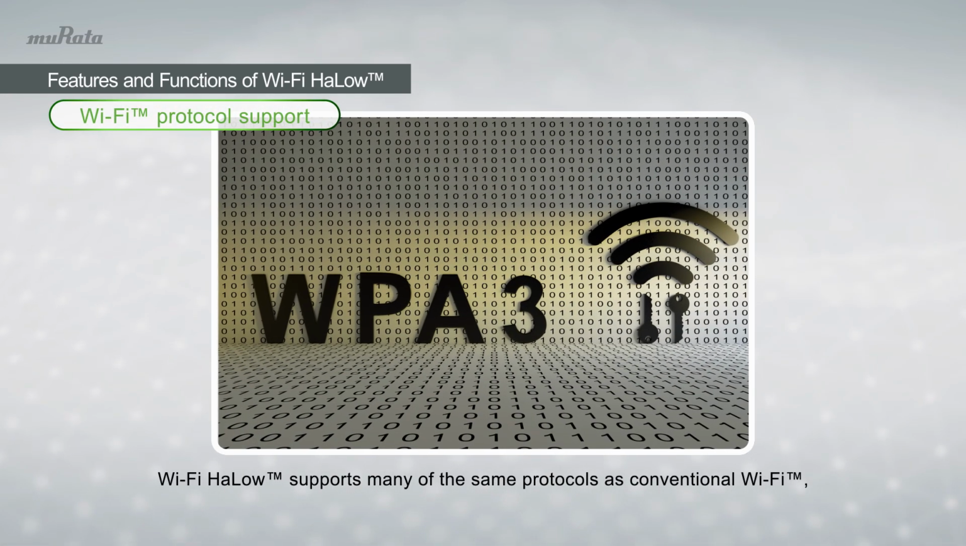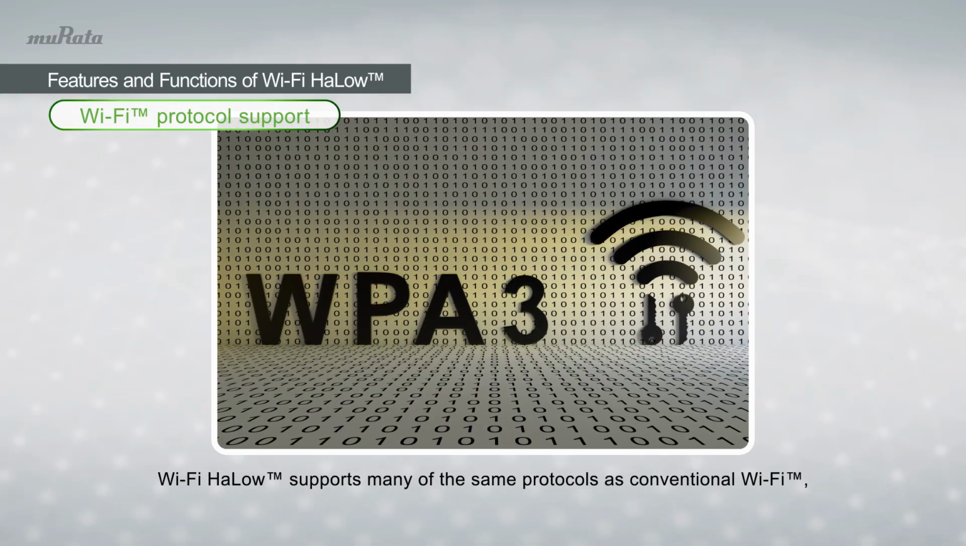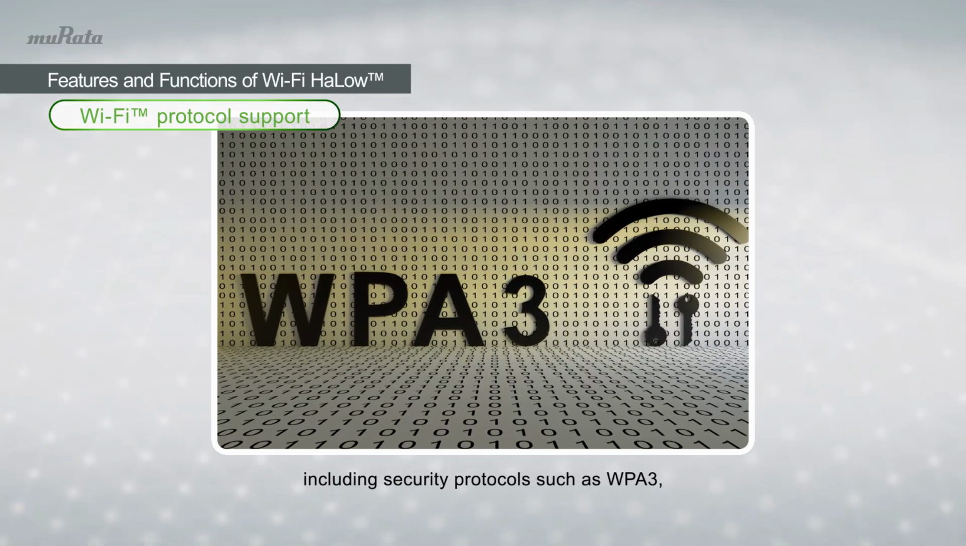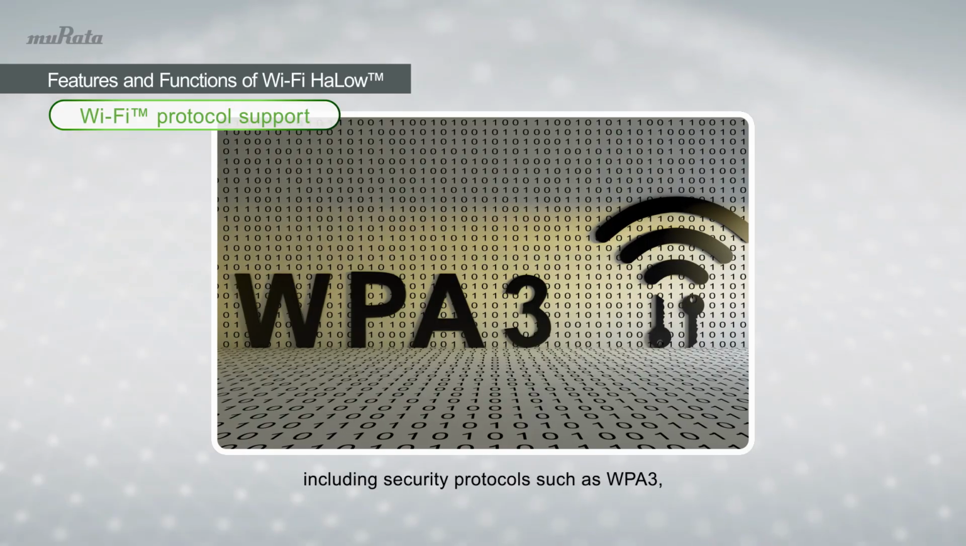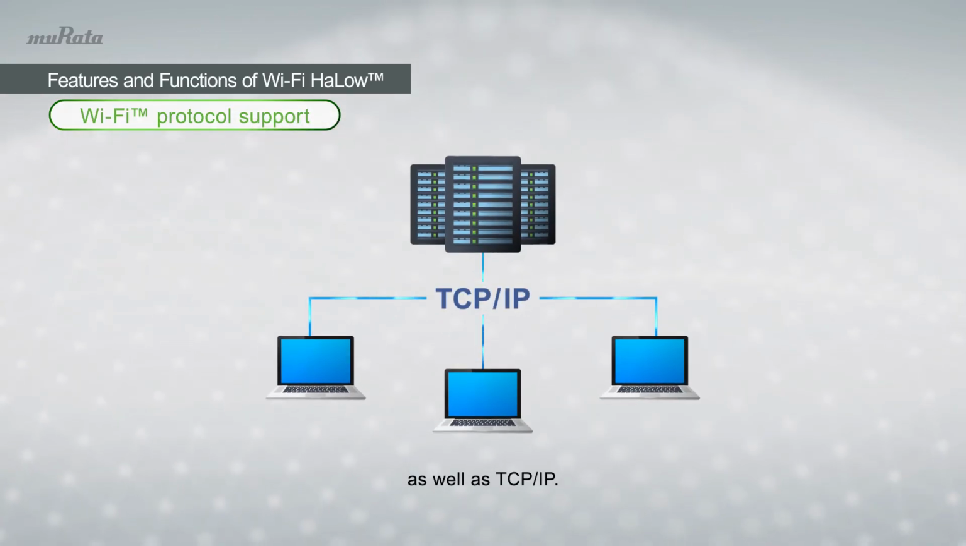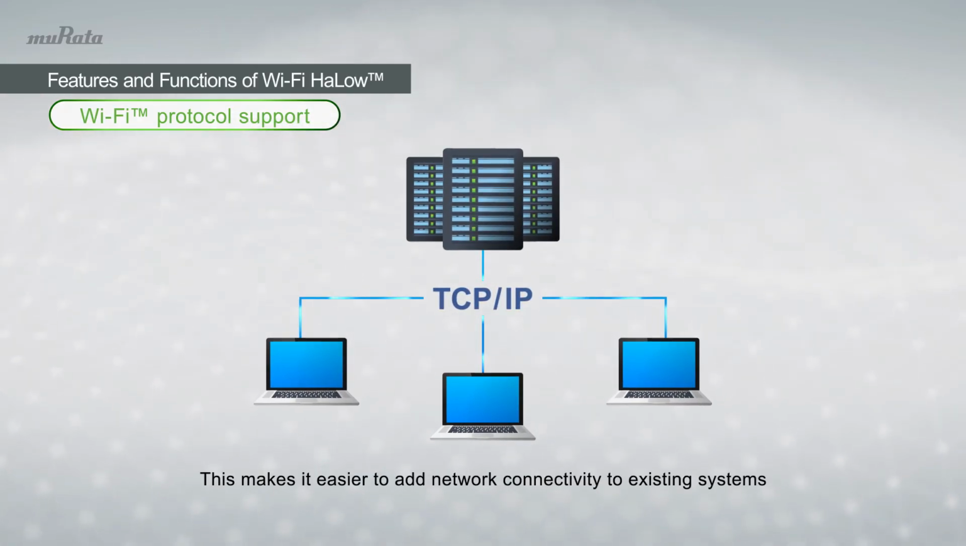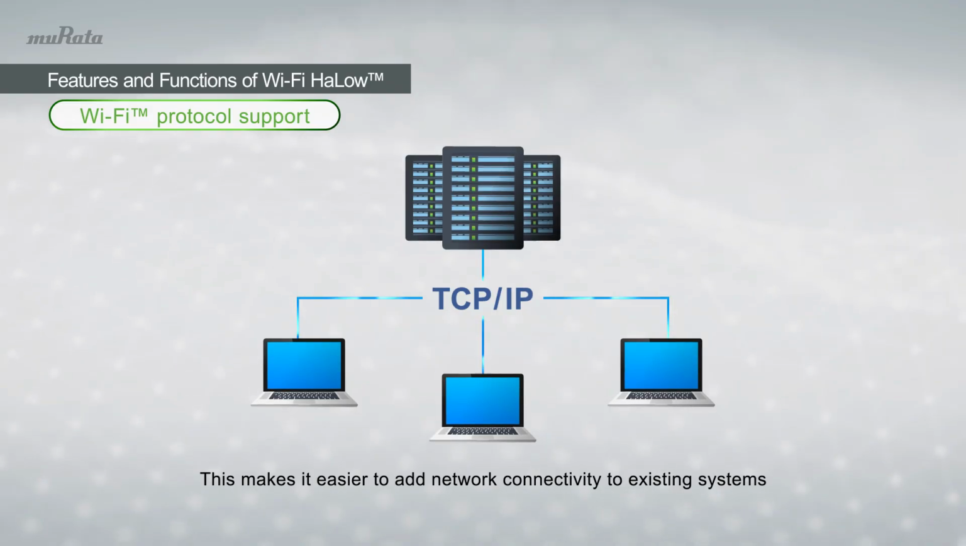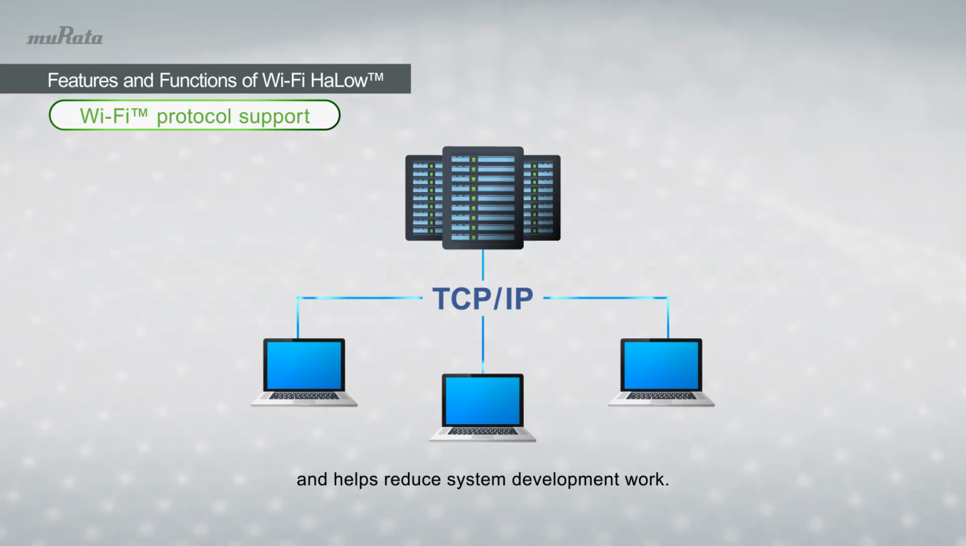Wi-Fi HaLow supports many of the same protocols as conventional Wi-Fi, including security protocols such as WPA3, as well as TCP/IP. This makes it easier to add network connectivity to existing systems and helps reduce system development work.